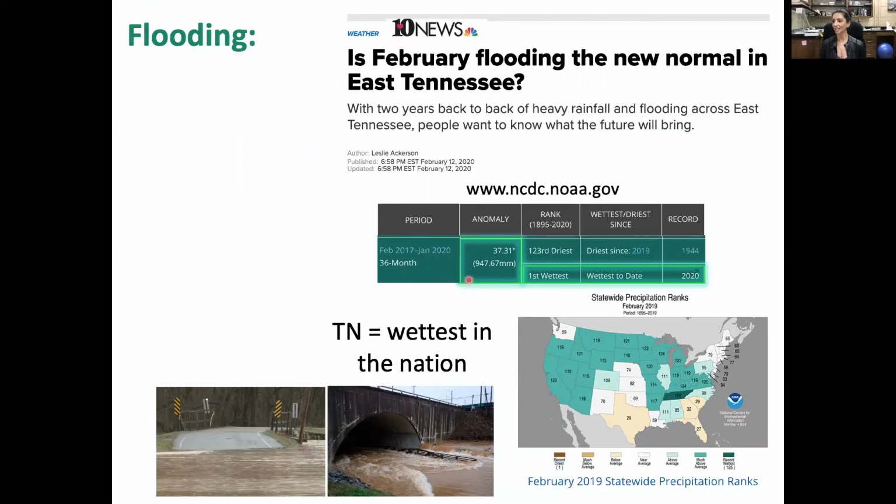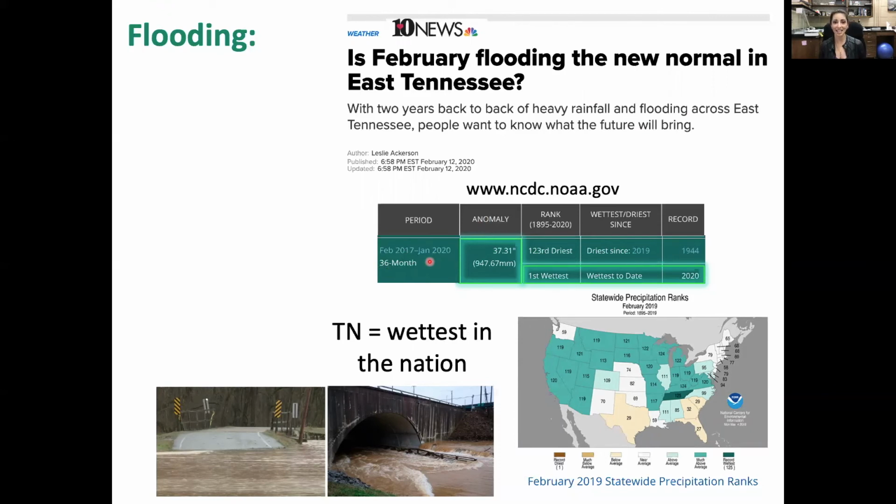The anomaly, so the out of the ordinary amount of rain that we saw, was about 40 inches this past year. That puts us at the number one wettest to date 36-month period we saw earlier this year. That is just wild to me. And for 2 years in a row, we have done this.